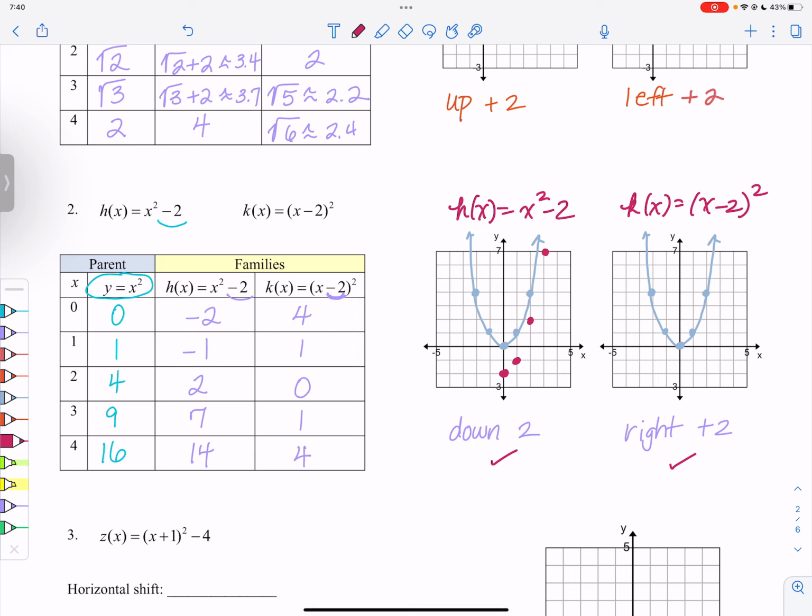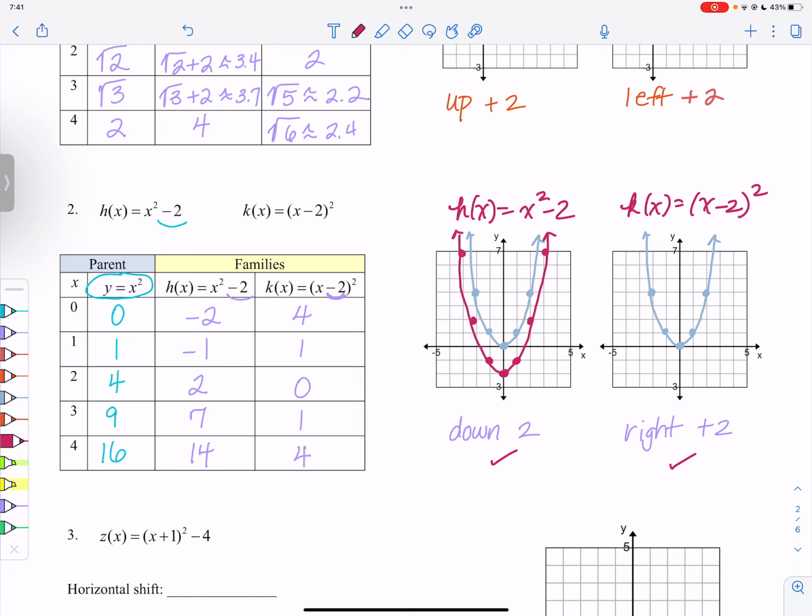Okay. And we don't have 4, 14, but we could also have the other side of the graph showing those symmetrical points. And you can see how that graph comes around like that. So we definitely shifted the graph down 2. Let's plot these next points.